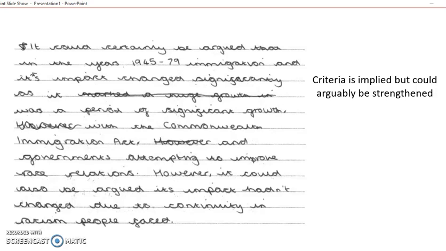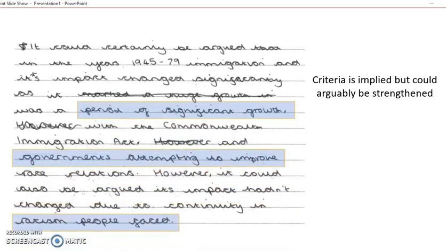So really clear focus on change and continuity. They've identified that. There is a bit of judgment in there too. And they've given us a criteria, although it's somewhat implied and could be strengthened. We've got growth in immigration numbers, how the government responded to that, and also social attitudes with the racism people face. So we have got our 3 criteria established in this intro.